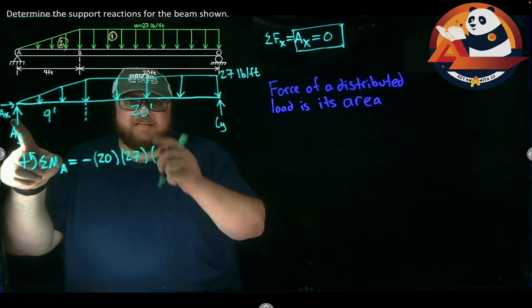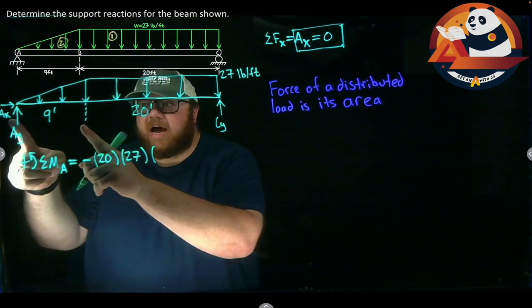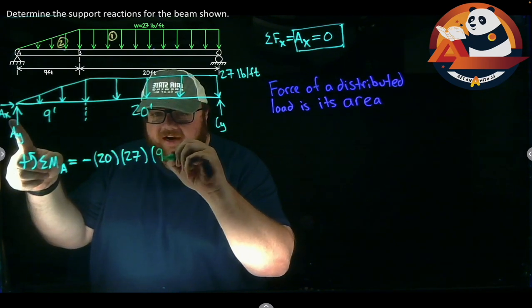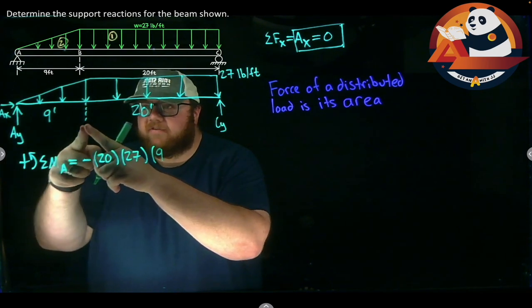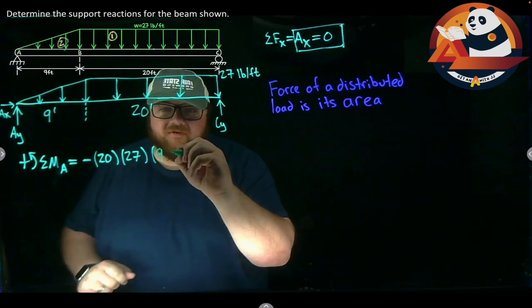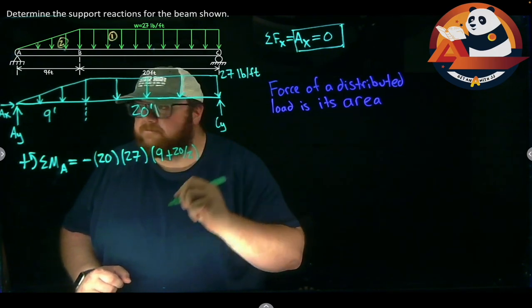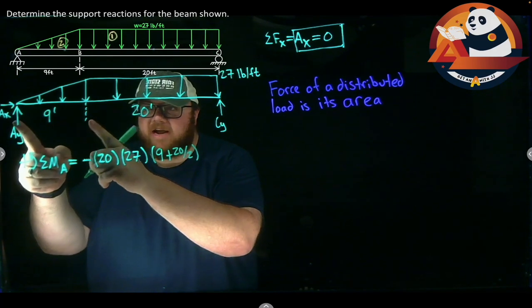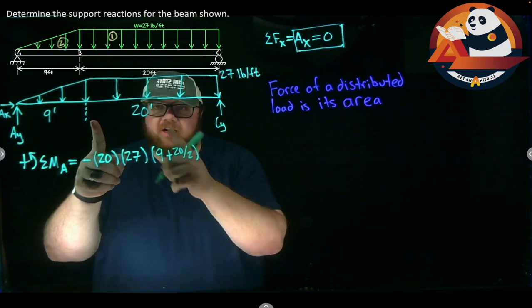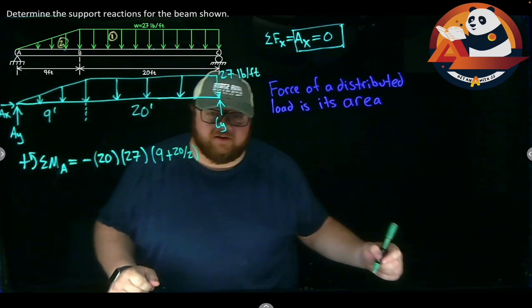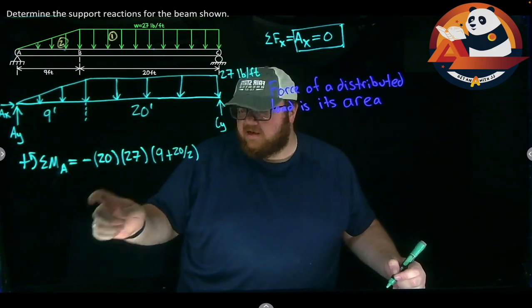So from A to the middle of the rectangle, I need to go 9 to get to the beginning of the rectangle. From the beginning of the rectangle, I go half the width of the rectangle, plus 20 over 2. That first 9 gets me from A to the beginning. That second 20 over 2 gets me from the beginning of the rectangle to the middle of the rectangle.